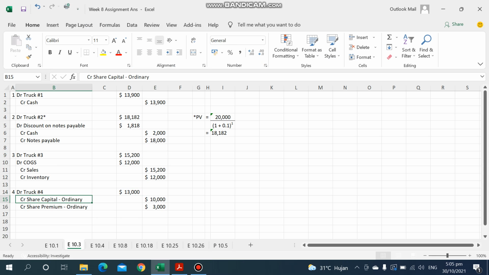And then credit share capital ordinary, this is on the par value, so 1,000 times 10. And then credit one more, share premium ordinary. This is the same as contributed capital in excess of par. The 3,000 is from 13,000 minus 10,000.